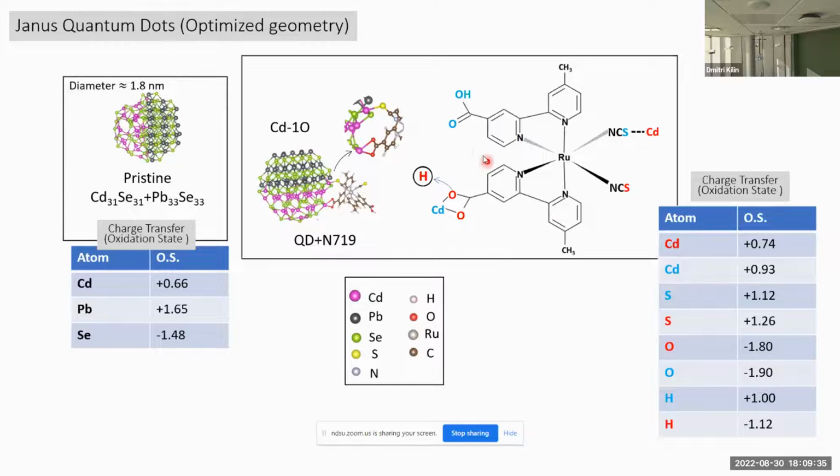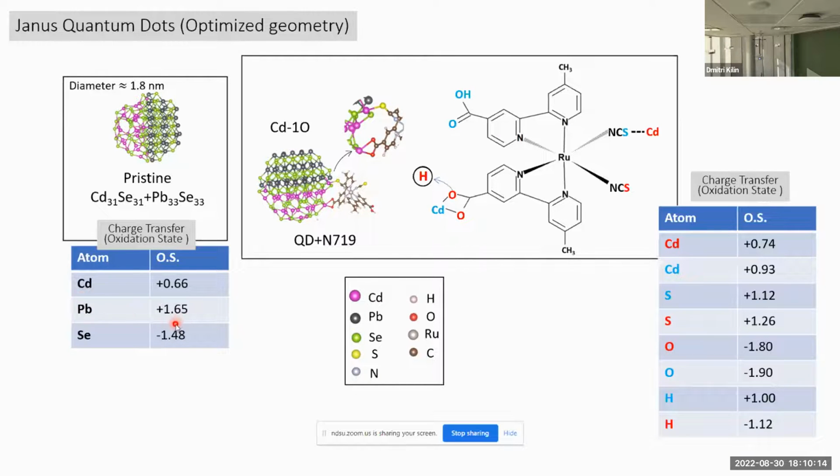And similarly, I have shown in color the other atoms with their charge transfer values in this table. And I found the blue hydrogen here has a normal charge transfer of +1, and the hydrogen which is separated from the bond of the COOH group has negative -1.12. It is gaining the charge from the quantum dot. In general, but in the pristine case, we found in the very left side cadmium, lead, and selenium.